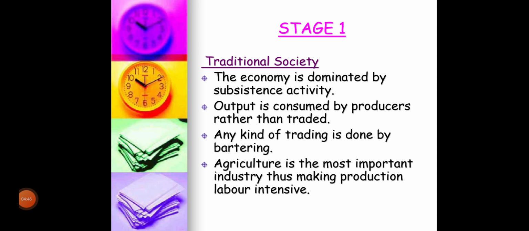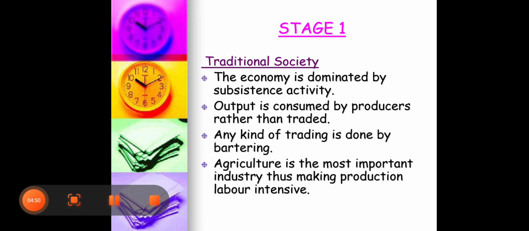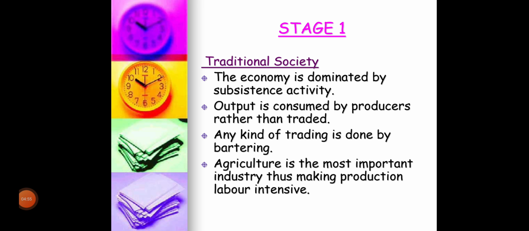The economy is dominated by subsistence activity. Output is consumed by producers rather than traded. Any kind of trading is done by bartering. Agriculture is the most important industry, thus making production labor intensive. So in traditional societies, this stage is the primary stage.